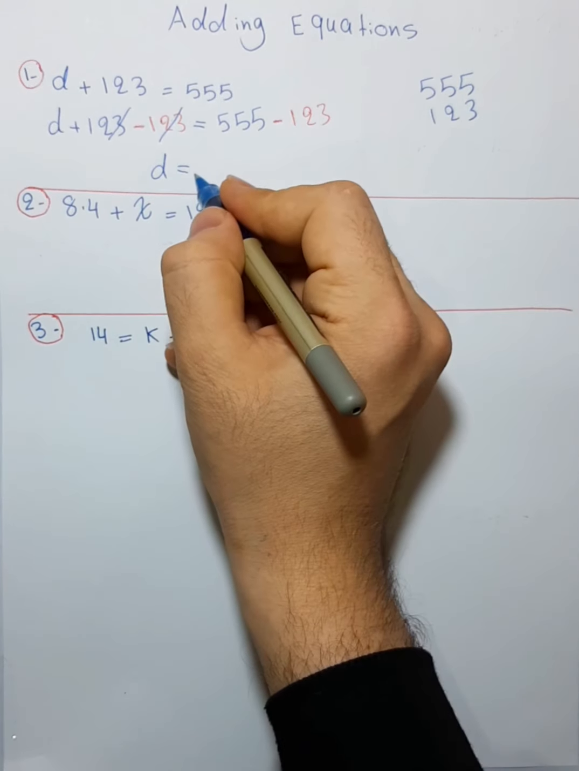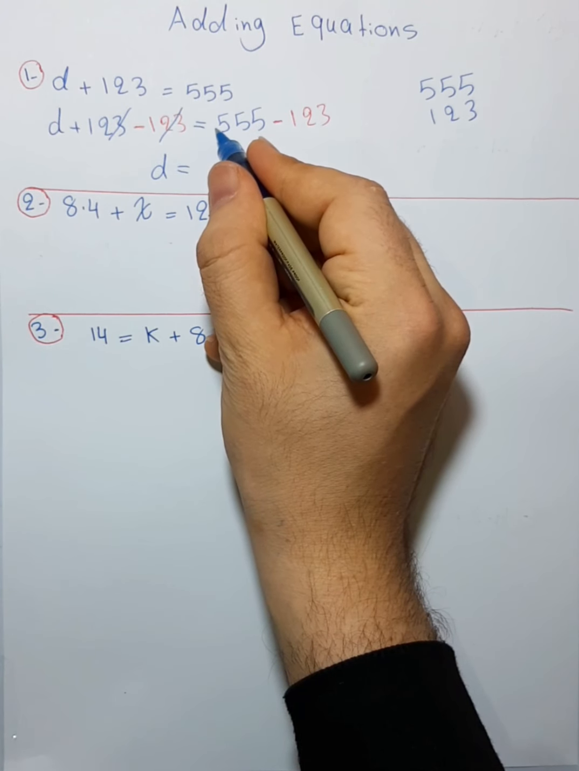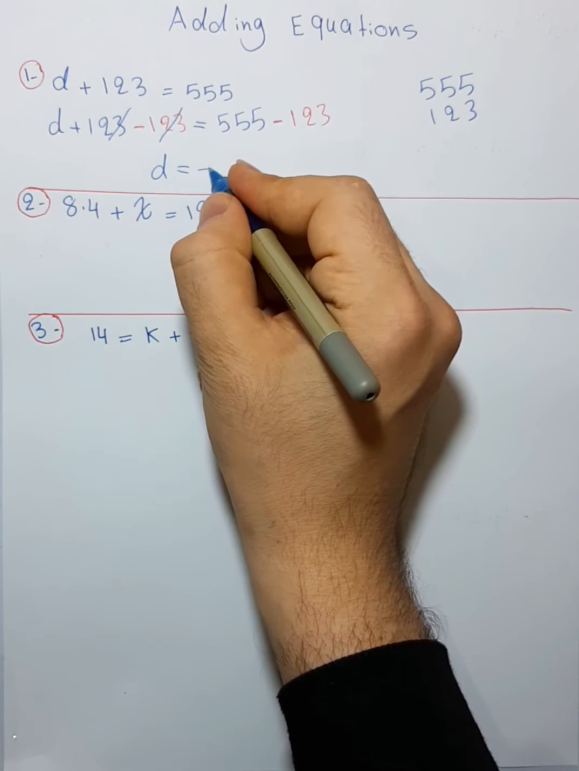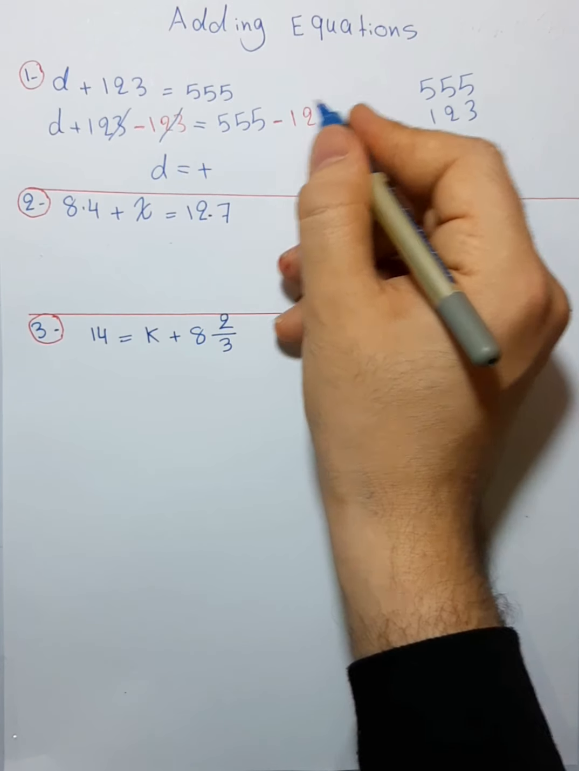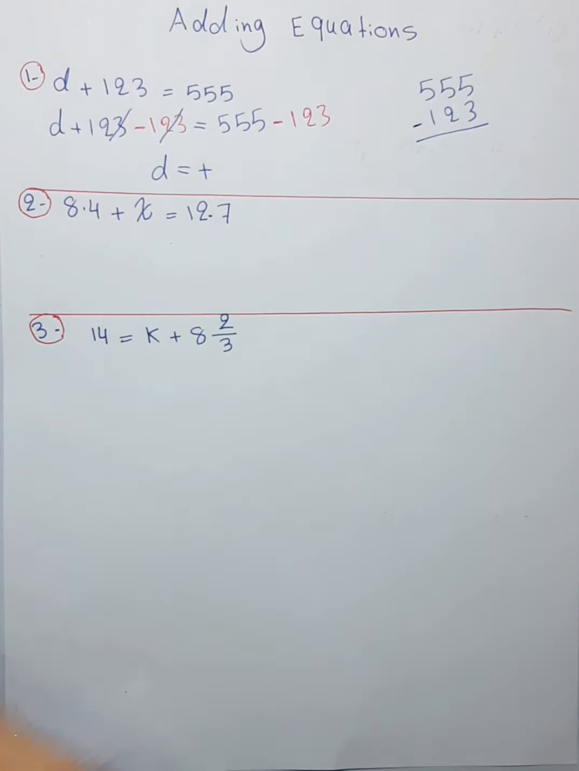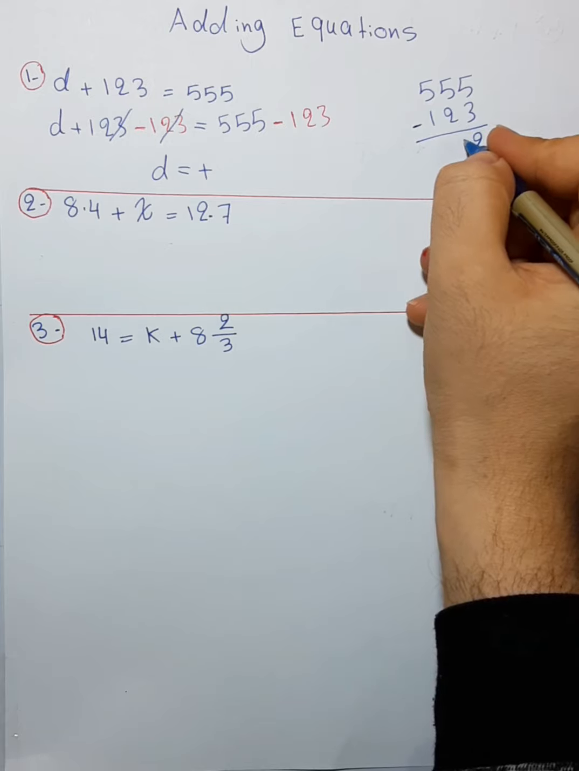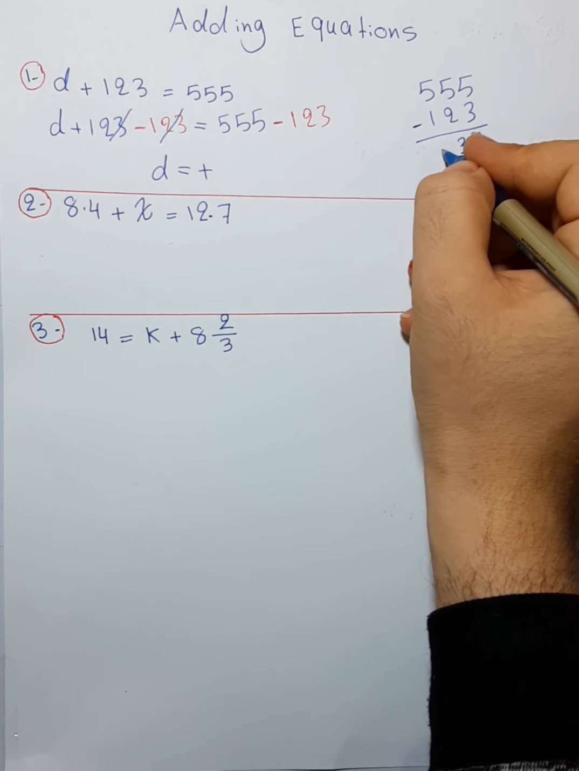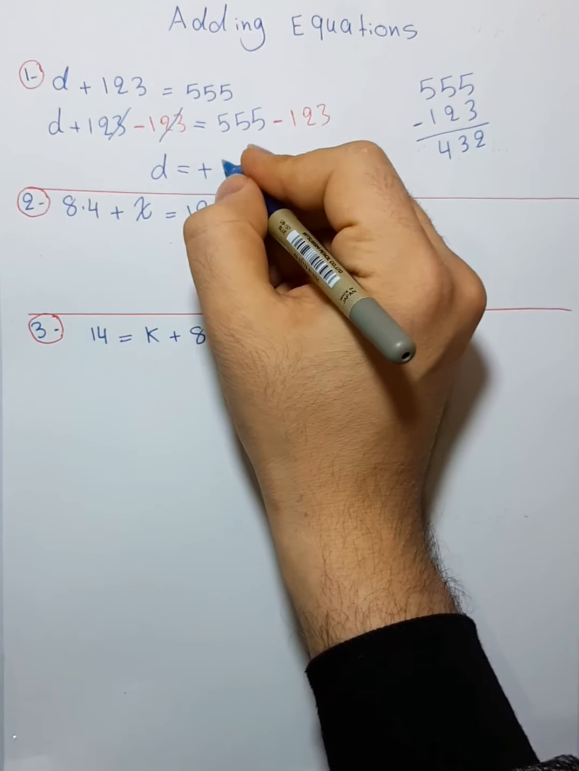We have to write the sign of the large number. The large number is 555 and this is positive, so we get positive, but plus times minus equal to minus. You have to subtract these two numbers. 5 minus 3 equal to 2, 5 minus 2 equal to 3, and 5 minus 1 equal to 4. So d, the variable d, is equal to positive 432.